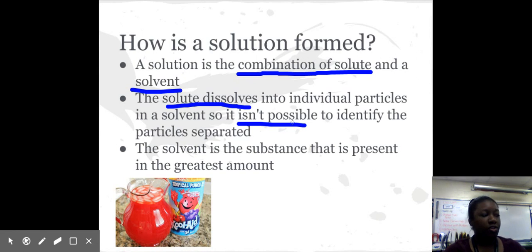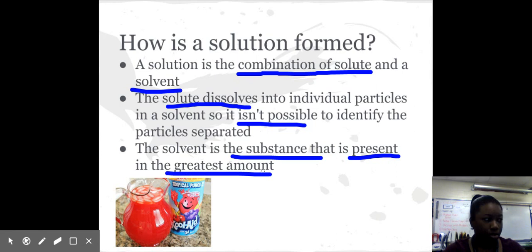If you think about the same thing with Kool-Aid, and you put less water in it, you will see those clumps of Kool-Aid. But if you put the required amount of water and you stir it up, that Kool-Aid will dissolve. All right. So the solvent is the substance that is present in the greatest amount. Okay. So understand that there are going to be other solutions. If you're stuck on a question on your EOG about solutions, and you're given amounts, the one that has the greatest amount is going to be your solvent. Okay, that is going to be your solvent.